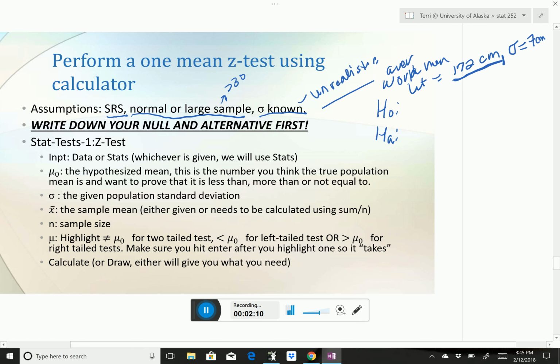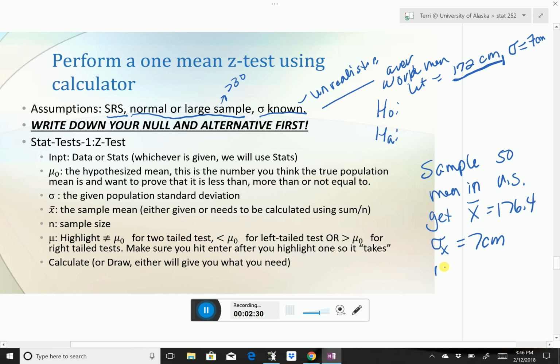Now, let's say that I go out and I sample 50 men in the United States, and I get an X bar of 176.4. Again, sigma of X of men's heights is 7 centimeters, and I get an N of 64. So I want to know, do we have enough evidence to say that the average male height in the United States differs from the world average of 172?